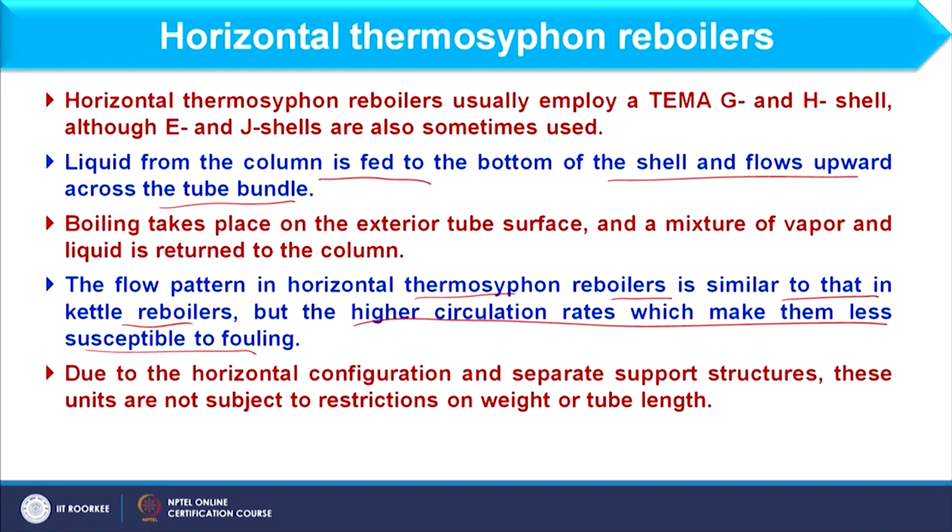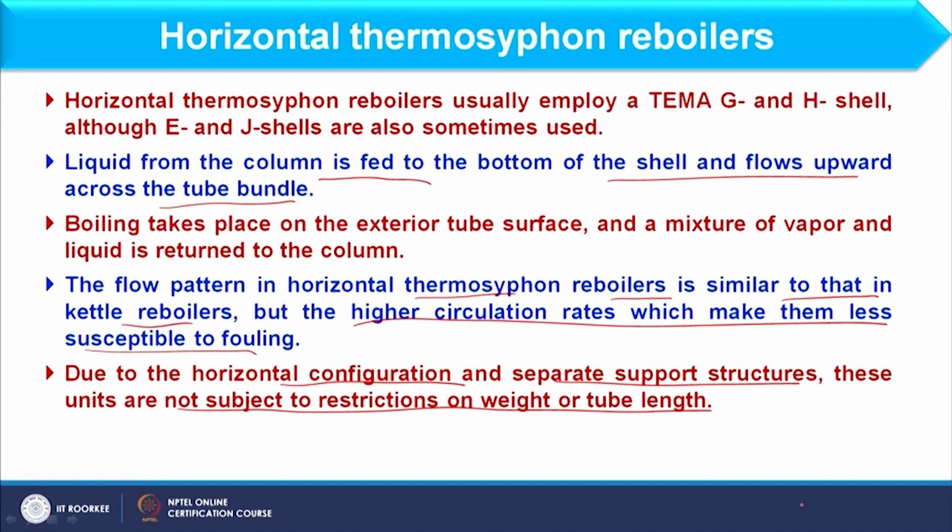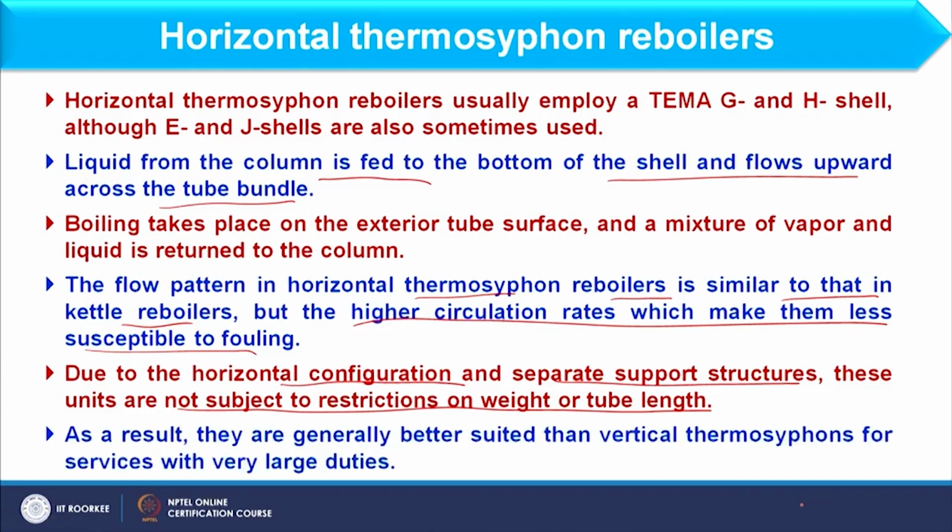And now we have an important point that because of horizontal configuration, separate support structures, these units are not subject to restriction on weight or tube length. What is the meaning of this? It means that when I consider horizontal thermosiphon reboiler, its support we can provide separately, it is not connected with the distillation column, right. So, if horizontal placement is there, we can provide more and more support, easy maintenance will be there, and this type of reboiler includes very high duty. Okay. So, if duty is large, you should place horizontal. So, if heat duty is large, reboilers can be placed horizontally.